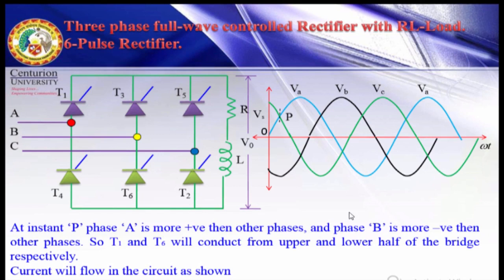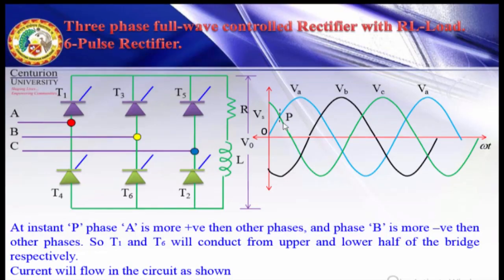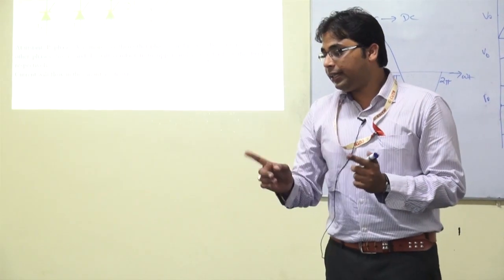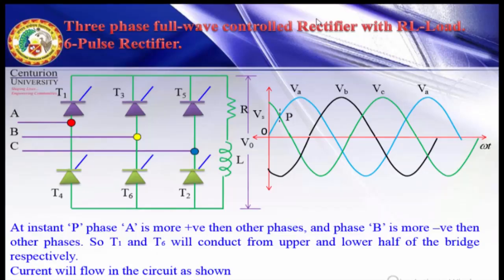At instant P, phase A is more positive than other phases and phase B is more negative than other phases. Already we have discussed this in the case of the 3 pulse rectifier also. At instant P, phase A is the leading phase and phase B is the more negative phase. So the thyristor connected to phase A will conduct and the thyristor connected to phase B will conduct. From the upper half one will conduct, from the lower half one will conduct.